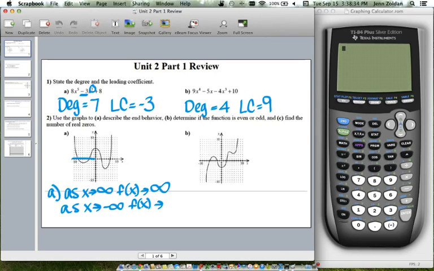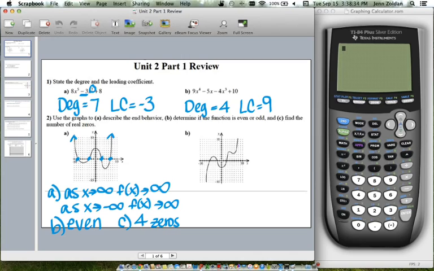And as x approaches -infinity, your graph on this side is also going up, so that'll also be towards positive infinity. For even or odd, part B, even means that your ends are going in the same direction. Odd means that your ends are going in opposite directions. For this one, they are both going in the same direction, so that makes this polynomial even. And then for part C, to find the number of real zeros, you just need to see how many times it crosses the x-axis, which in this case is 4 times. So you have 4 real zeros.